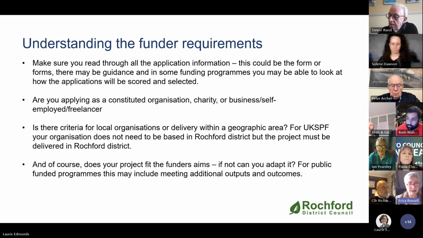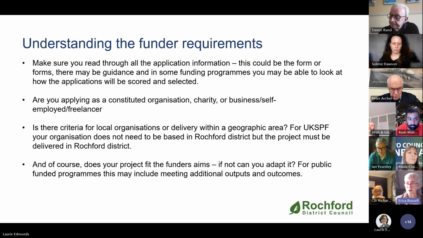If we could go to the next slide. Okay, this sounds extremely basic, but it's the first thing that we would do if we were putting in a bid application: really understanding what the funder is asking you. You usually find there's an application form, so it's good to look at that and understand the types of questions. Often there's additional information provided. In the case of UKSPF, there's a quite extensive guidance document that also goes through how you can fill in some of the questions. And in some types of funding, you may be able to look at how they're going to be scored or how they're selected as well.